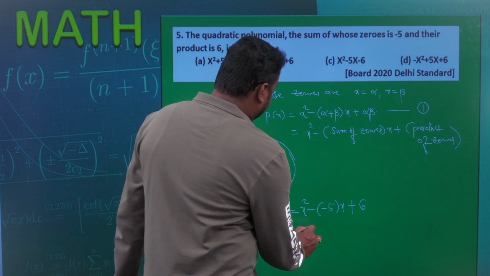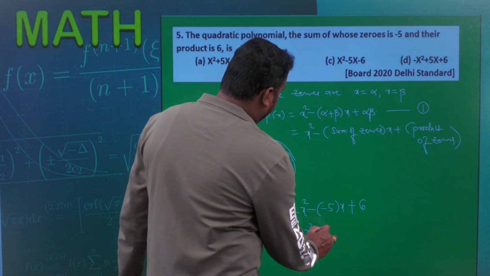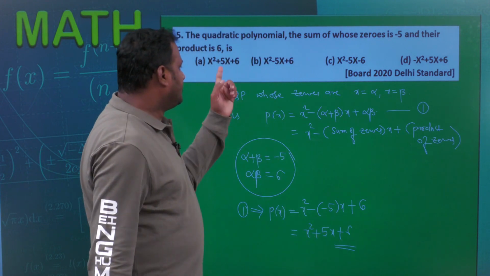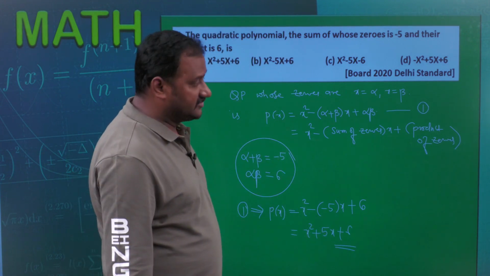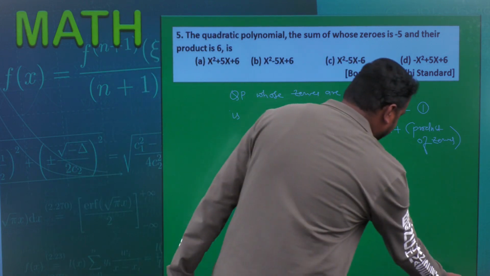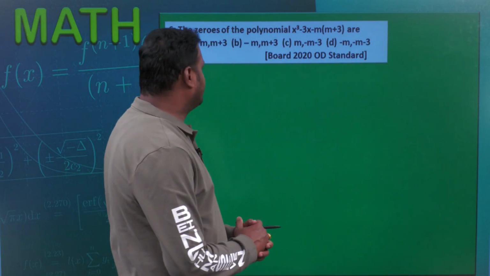So x square minus (into minus) is equal to x square plus 5x plus 6. This is your required polynomial, the one whose sum of zeros is minus 5 as well as their product is 6, right? Next. Moving on to the next problem.